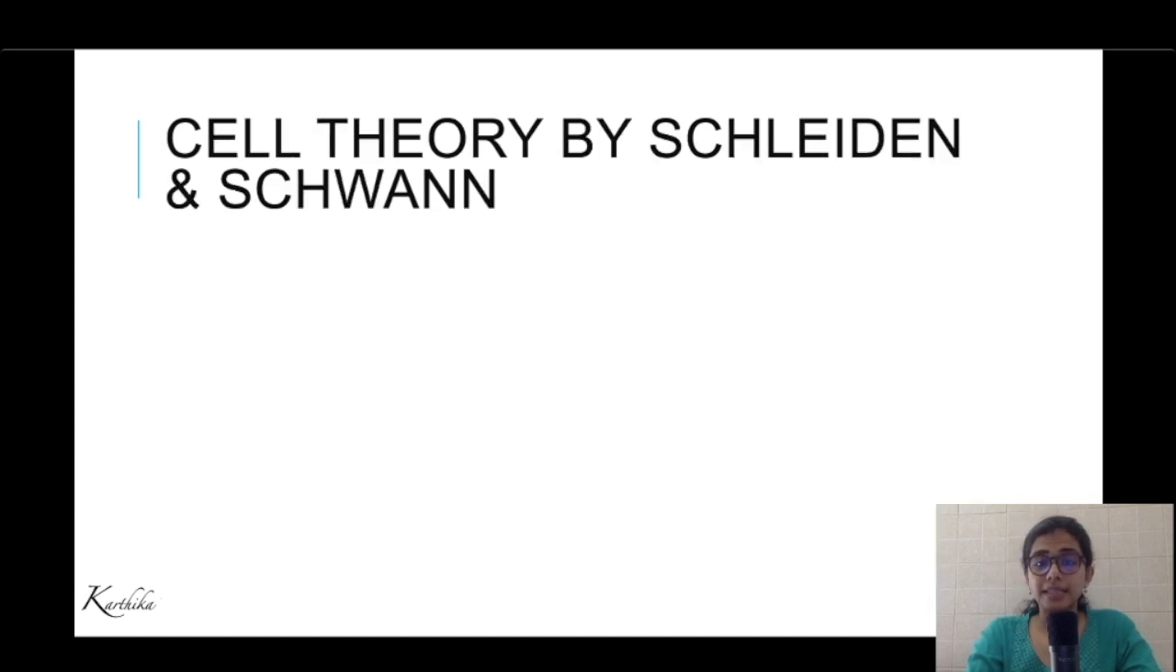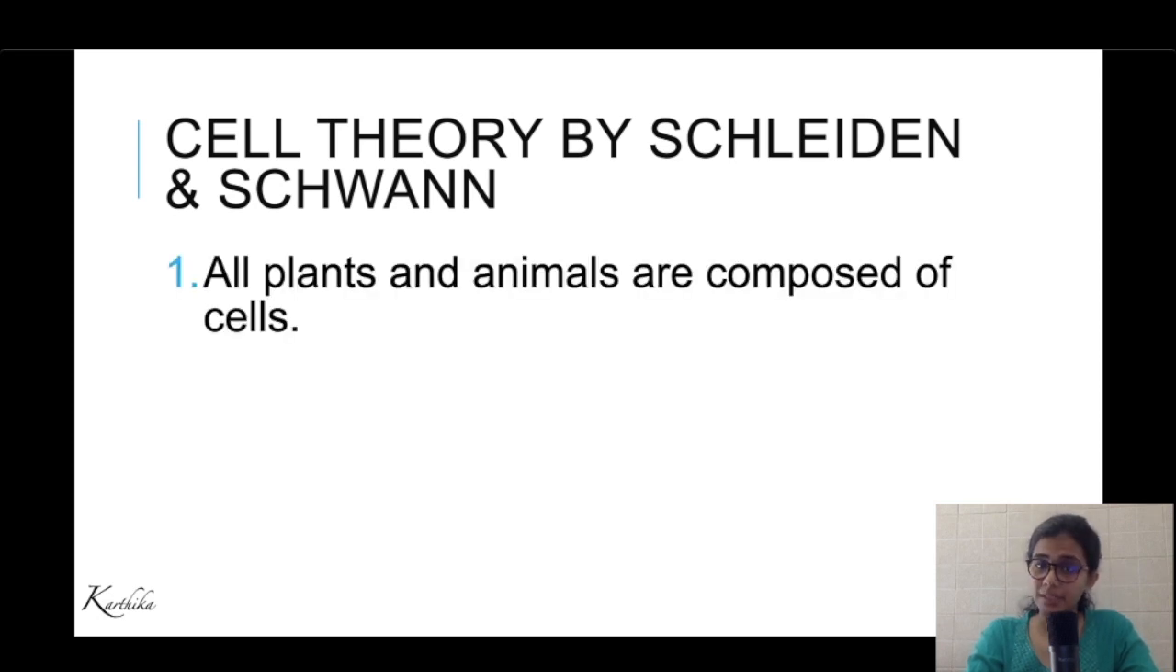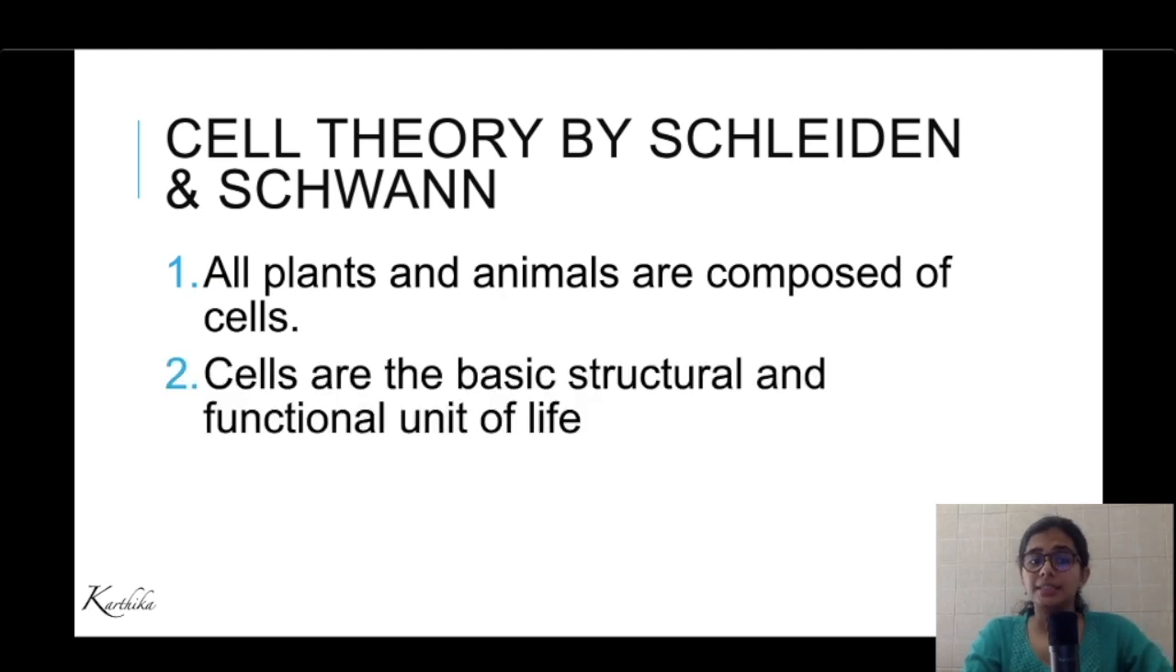Now let's look at the cell theory that was formulated by Schleiden and Schwann. Originally it had two points, and the third one was added by Virchow. So let's see the first point. All animals and plants are composed of cells. That means every living organism has cells in it. Then the second one: cells are the basic structural and functional unit of life. Now what does this mean? We'll look at it in detail in the next slide.